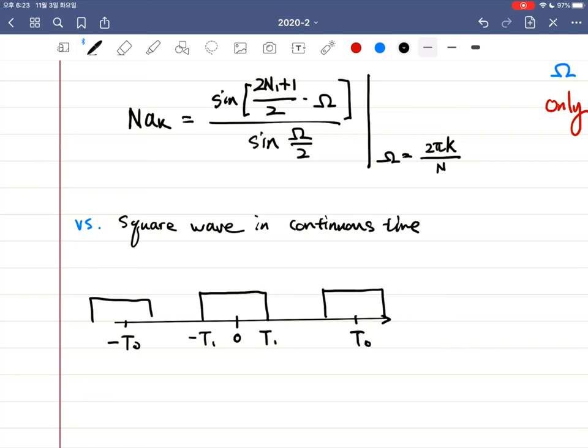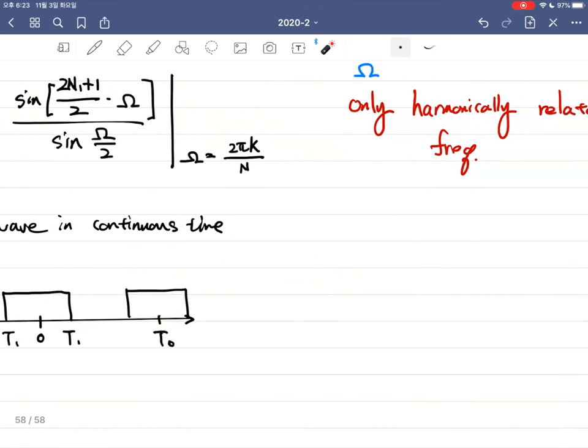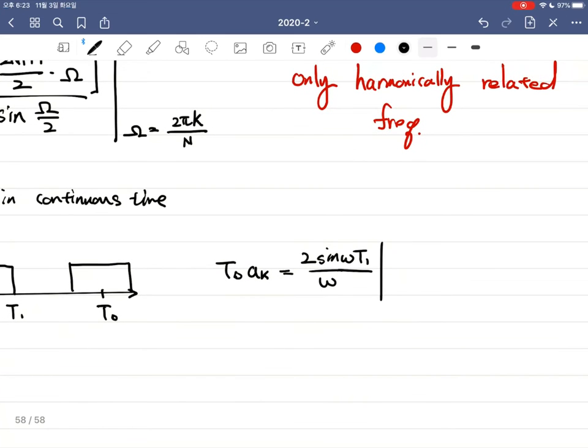And if you try to obtain this a_k for the continuous time square wave, then you will get 2 times sine of omega t1 over omega, where omega should be 2 pi k over T0.